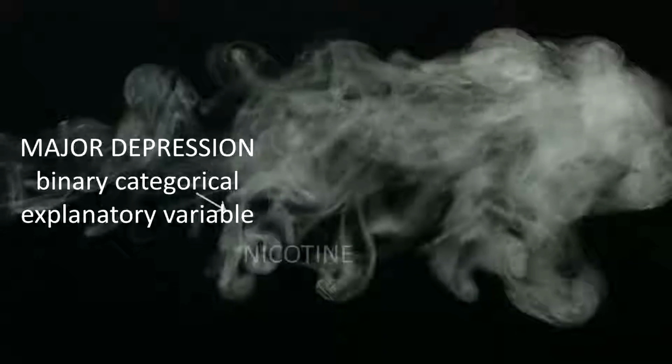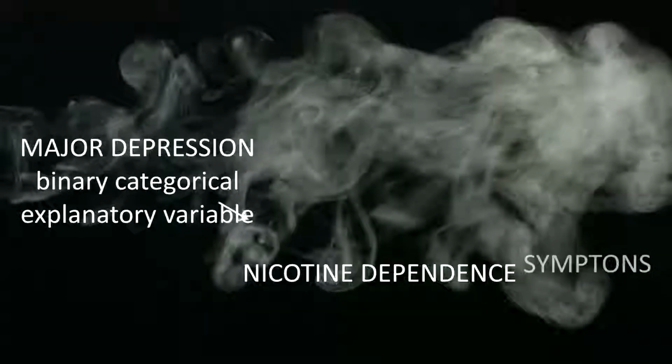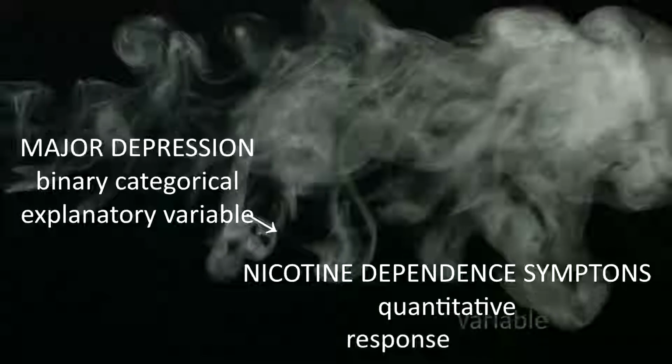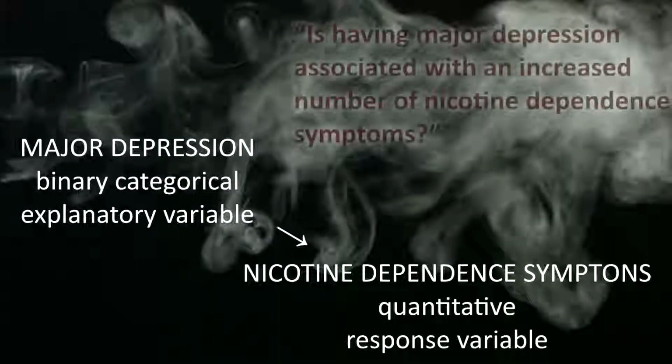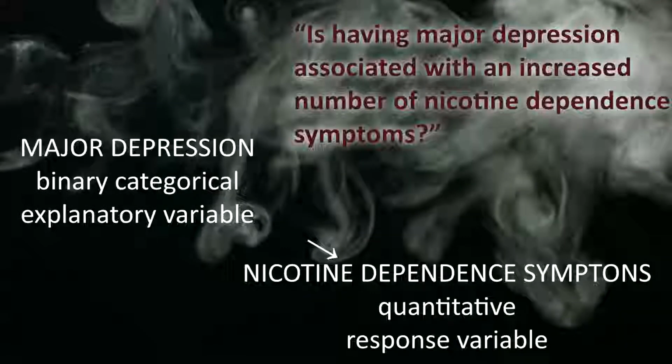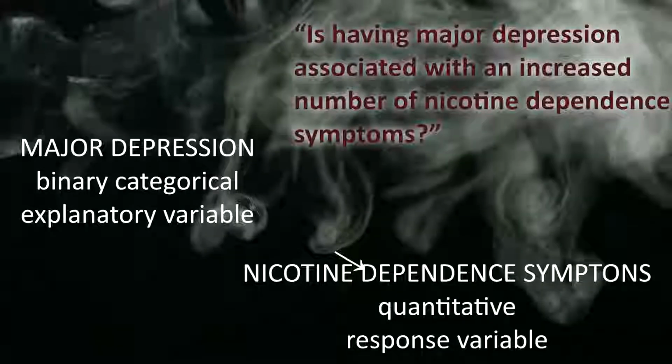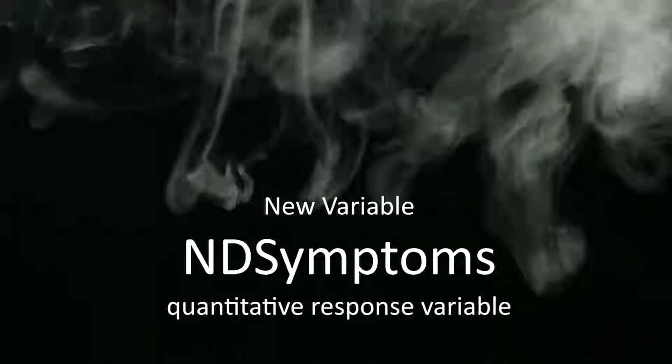Let's look at the output testing the linear relationship between depression and number of nicotine-dependent symptoms, where major depression is a binary categorical explanatory variable and number of nicotine-dependent symptoms, ranging from 0 to 7, is a quantitative response variable. Our research question is: is having major depression associated with an increased number of nicotine-dependent symptoms? However, first, we're going to look at the data management necessary to create a new variable, ND symptoms, a quantitative response variable.